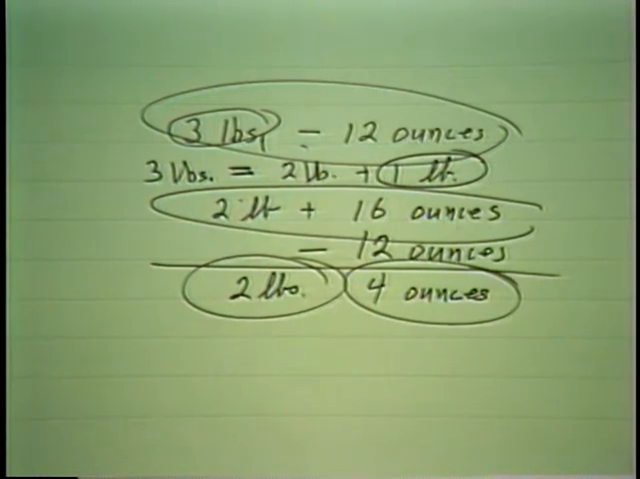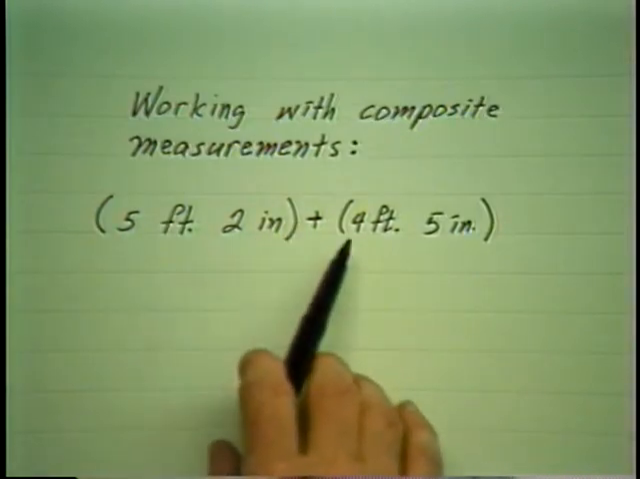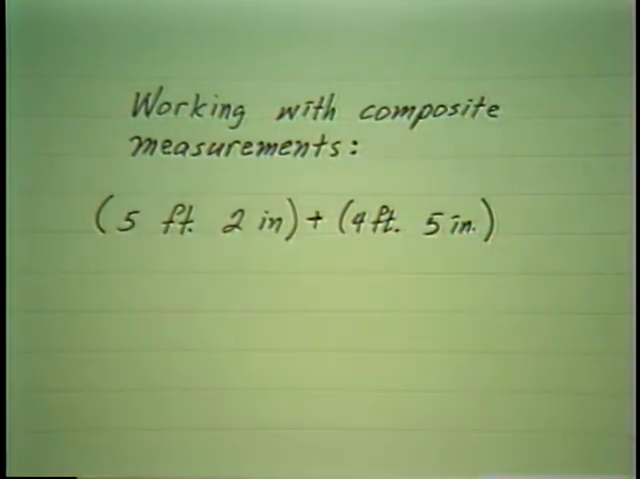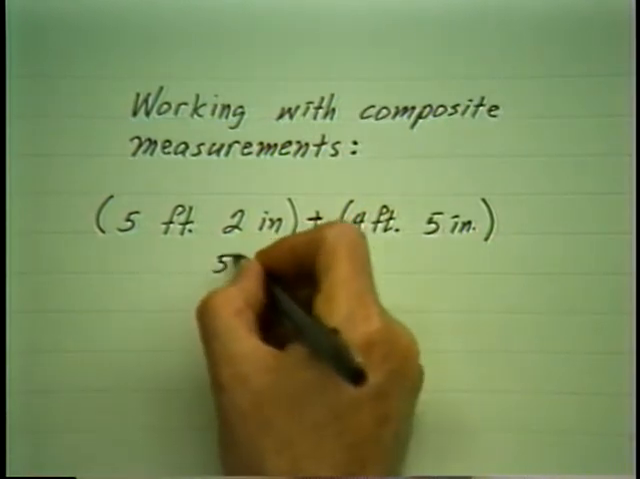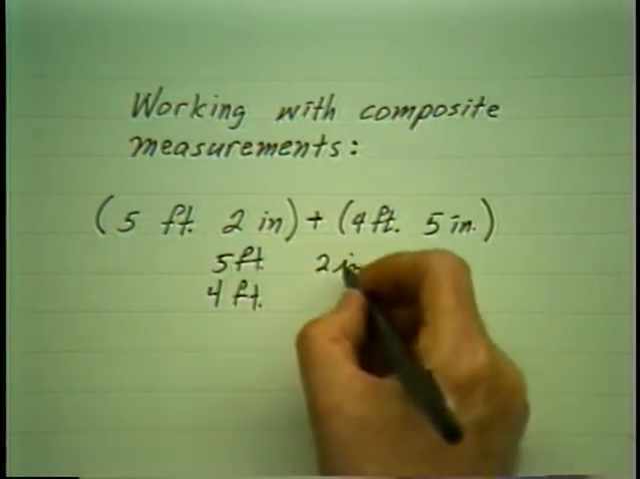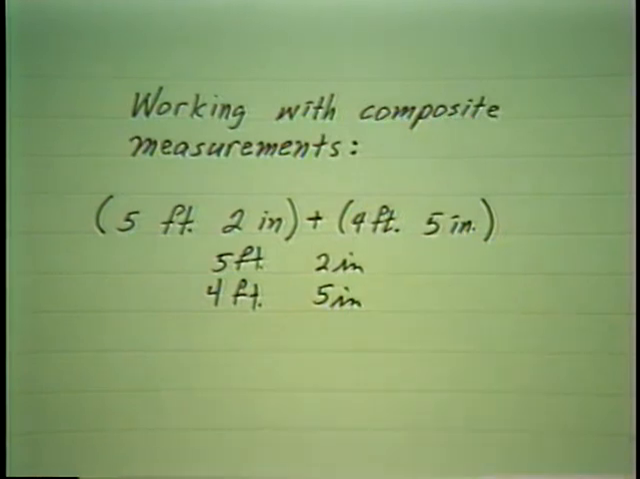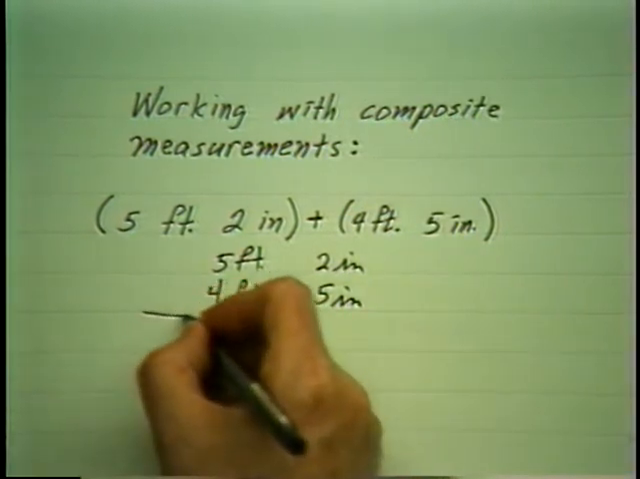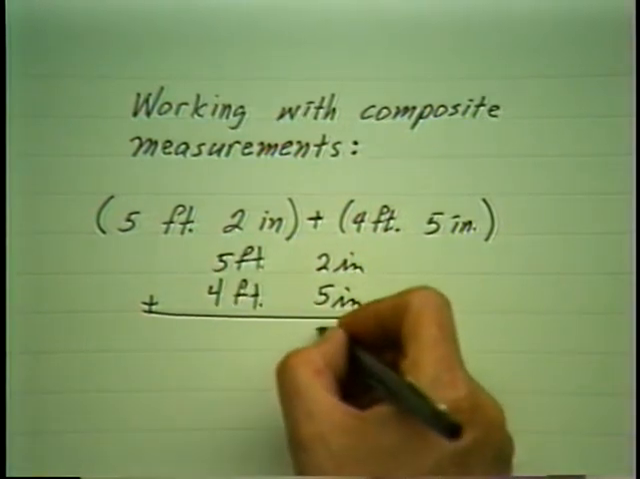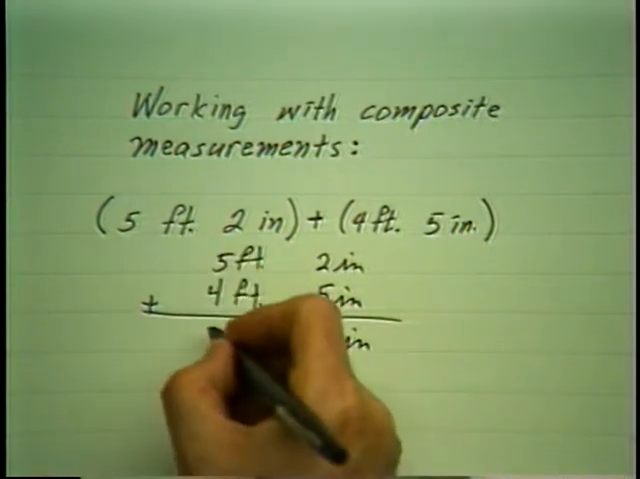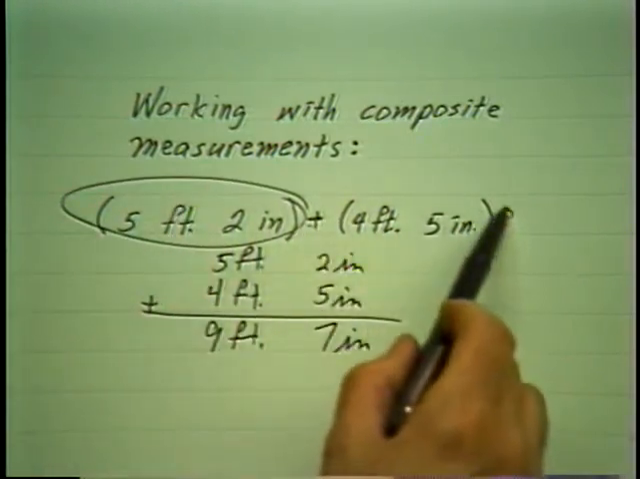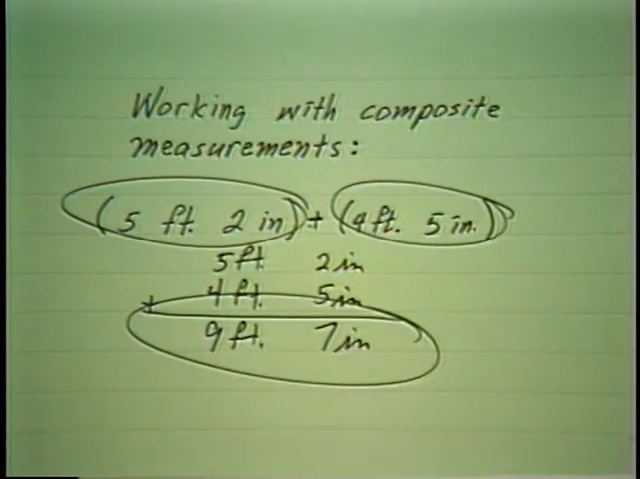Let's do one more a little bit more smoothly. But let's warm up with an addition one first. If you're adding composite measures, which frequently we do, then the rule there is to simply line up the like units of measure pretty much as we lined up like places in decimals. And then you add the like units of measure just as we added like places. So you get 7 inches here and 9 feet here. So 5 feet 2 inches plus 4 feet 5 inches is 9 feet 7 inches.